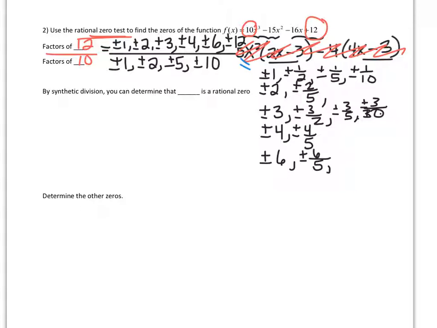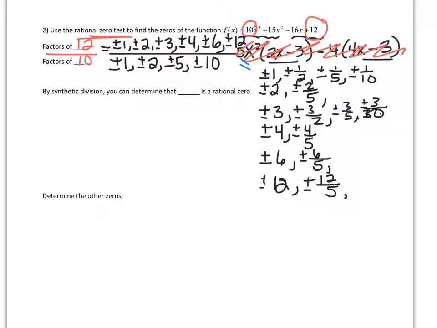So 12/1, so plus or minus 12. Plus or minus 12 divided by 2 is 6, I have that. 12 divided by 5 I don't have, so plus or minus 12/5. And then 12/10 is 6/5, which I have. Okay, so these are all of the rational zeros.